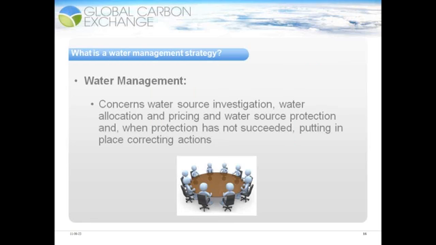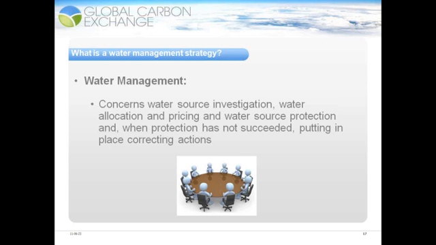So, having a look at the definition of what a water management strategy actually is. A water management strategy concerns water source investigation, water allocation and pricing, and water source protection, and when protection has not succeeded, putting in place corrective actions.